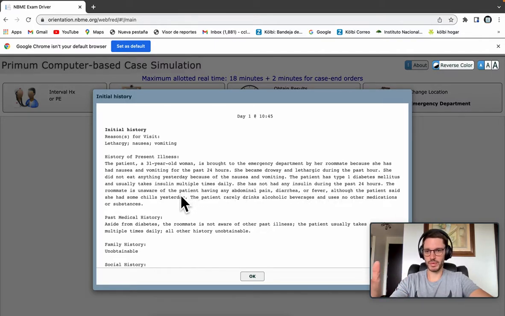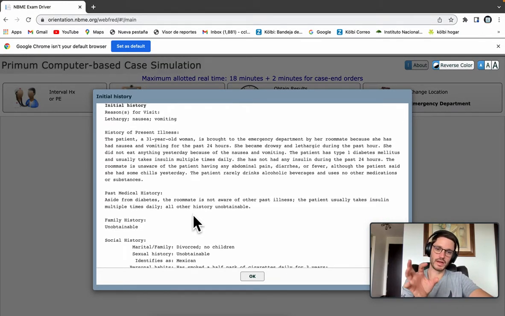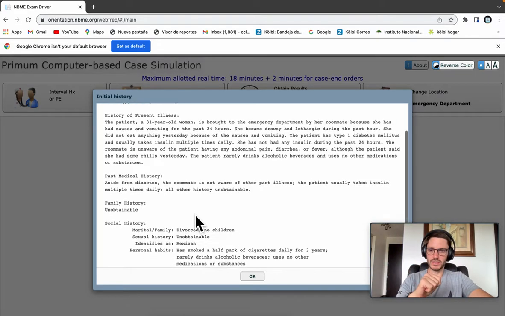So probably she'll be hyperglycemic, then hypo. We'll see. Roommate is unaware of the patient having any abdominal pain, diarrhea, or fever, although the patient said she had some chills yesterday. Okay, so could she have an infection? Could she be septic? Maybe. The patient rarely drinks alcohol and uses no other medications or substances. So this is basically letting us know that this isn't going along the line of intoxication.